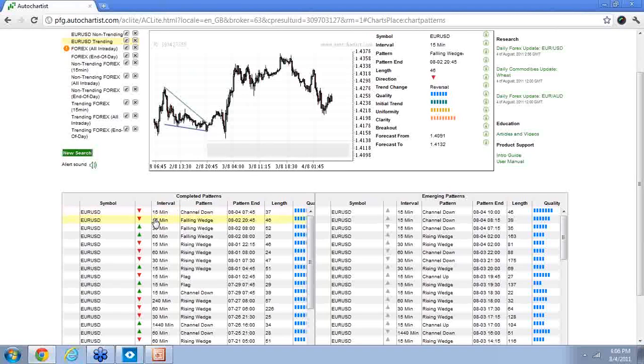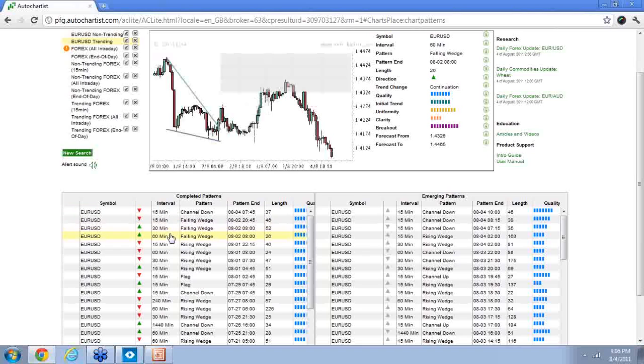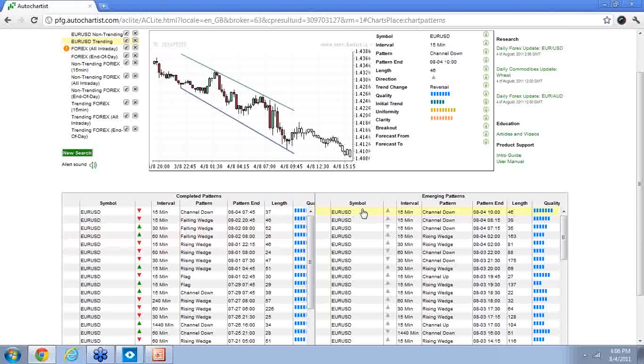filtering can do. You have the ability to watch one particular market, because you want to have the ability to trade the market that you're most comfortable with, and not have to sift through a lot of markets that you're not familiar with or you don't have any interest in. And that's the beauty of Autochartist.